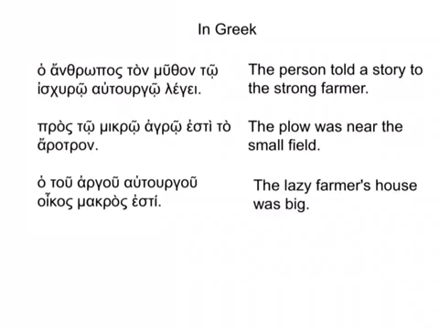In this last sentence, ho tou argou autourgou oikos megas esti, the lazy farmer's house was big, we have this word argou, meaning lazy, which is going to modify autourgou, meaning the farmer, and because autourgou is genitive and it's masculine and it's singular, argou must be genitive, masculine, singular as well. So it has a genitive, masculine, singular ending.